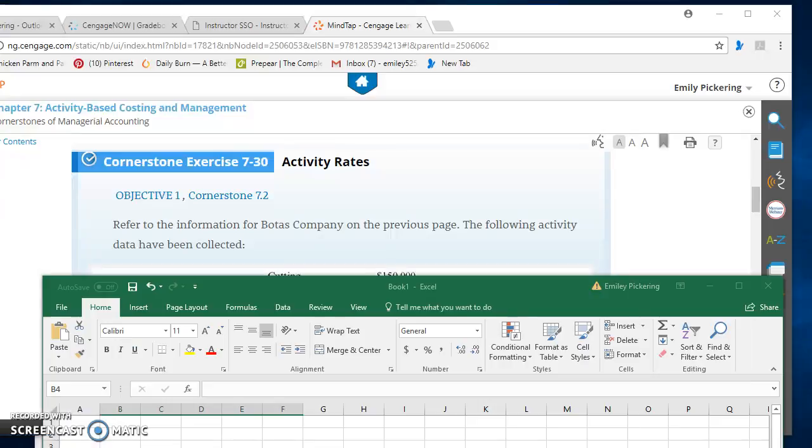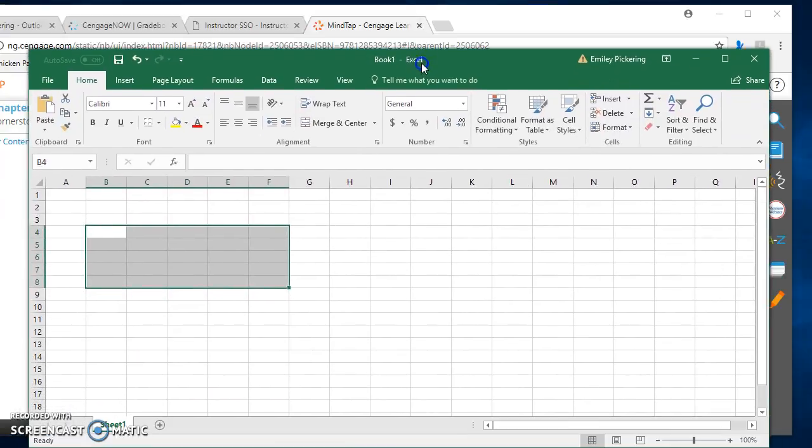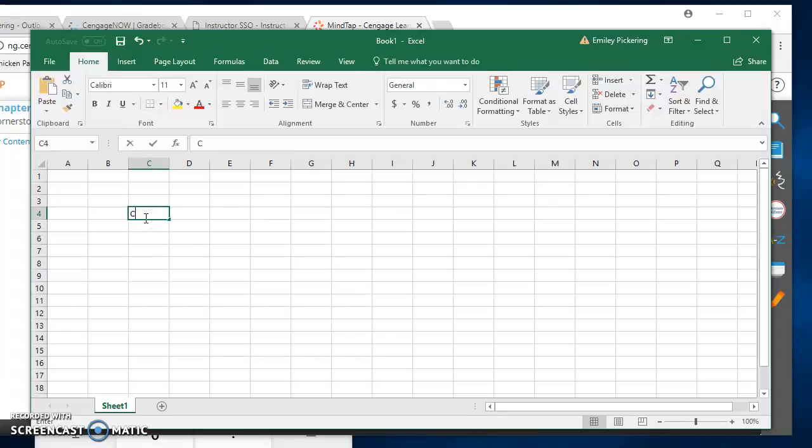So what I want to do is, I'm going to bring up Excel here. I will do cutting, and we have assembly, inspection, and reworking. Okay, so to find out the activity rates, I'm going to take the cost divided by the number that I'm doing. For example, cutting would be the number of cutting hours, assembly would be the number of assembly hours, inspection, the number of inspection hours, and then reworking the number of reworking hours.